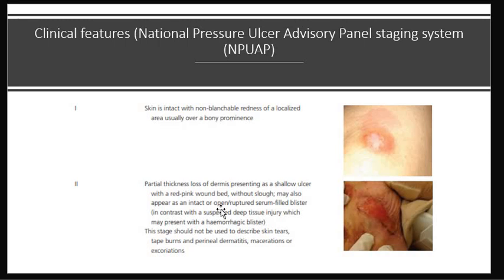The second stage is one in which the epidermis gets damaged with some loss of the dermis as well. So basically, partial thickness loss of dermis presents as a shallow ulcer, and there can be some blisters forming over the area. And this ulcer can be present with any type of wound like eschar, necrotic, slough, gangrenous, or any type of wound if it's left untreated.